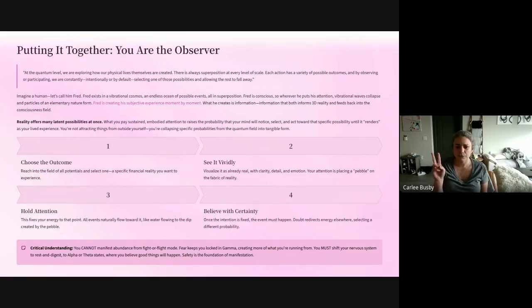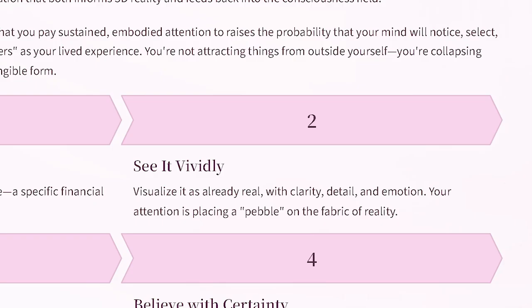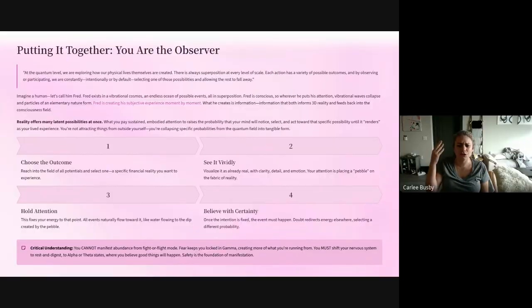Then I did step number 2, which was I saw it very vividly. I visualized in my mind exactly where that money was going to come from. I saw the money being transferred to my account or something like that, or getting the email that they were going to send it back to me. It was a very clear, vivid imagery of the moment that I got the money and how I felt. And I felt it in my body, like, oh my God, I'm going to feel such relief. I'm going to feel such excitement, blah, blah, blah. So I visualized it very clearly.